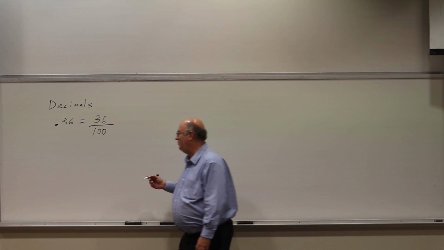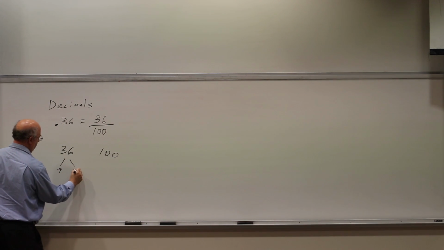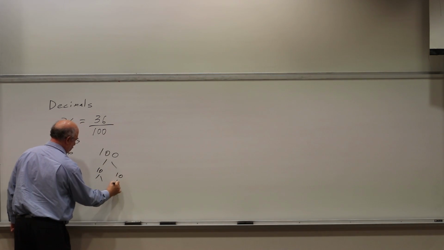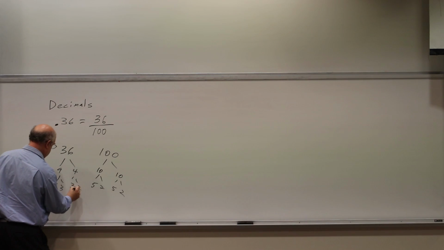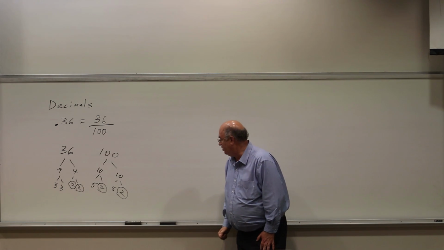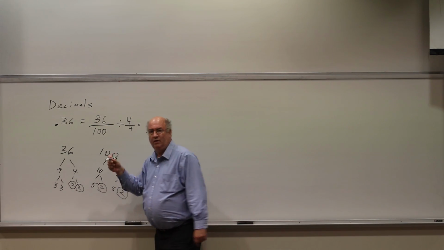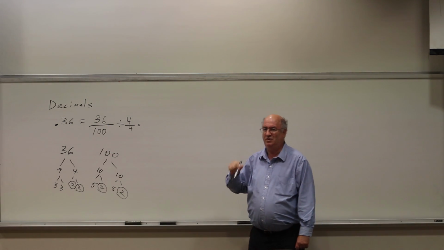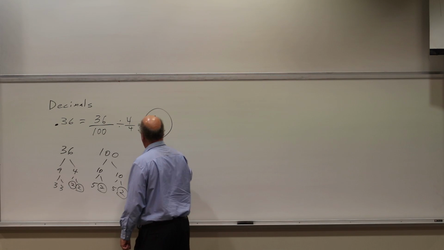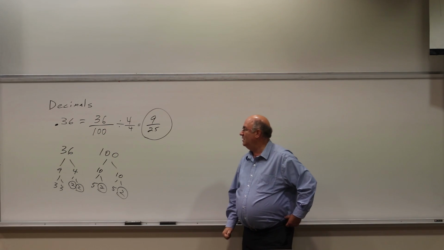It's the same amount. So that's all this is doing. We can use a number tree to do that if we want. So I did a number tree for 36, a number tree for 100. They share 2 2s, or 4. So we can divide this by 4. Whatever you divide the top by, you have to divide the bottom by the same number. Keep everything in balance. 9/25. So that's our answer for switching decimals over.